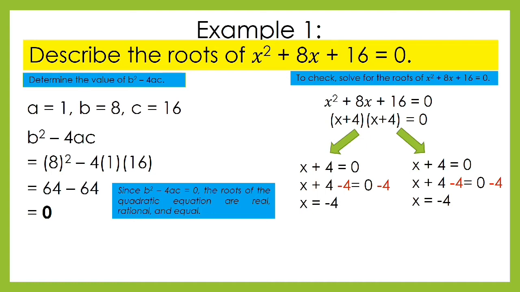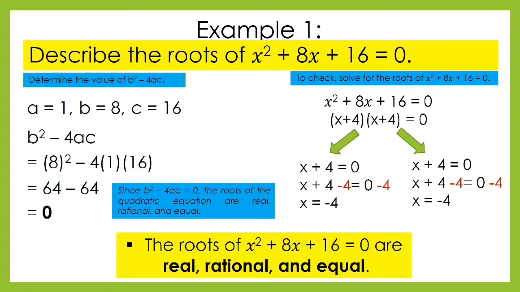As you can see, our roots are negative 4 and negative 4. They are real, they are rational, and they are equal. Therefore, the roots of x squared plus 8x plus 16 equals 0 are real, rational, and equal. So, tandaan kapag ang discriminant ay 0, ang roots natin ay real, rational, and equal.